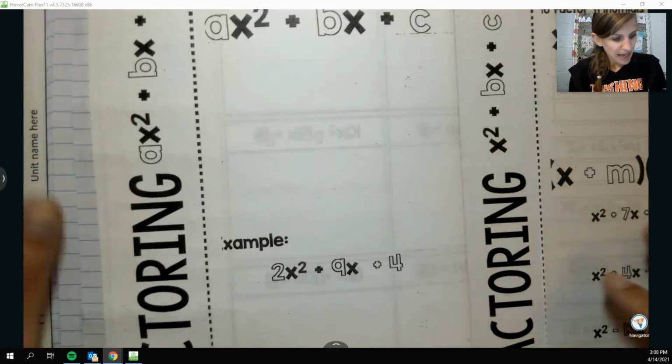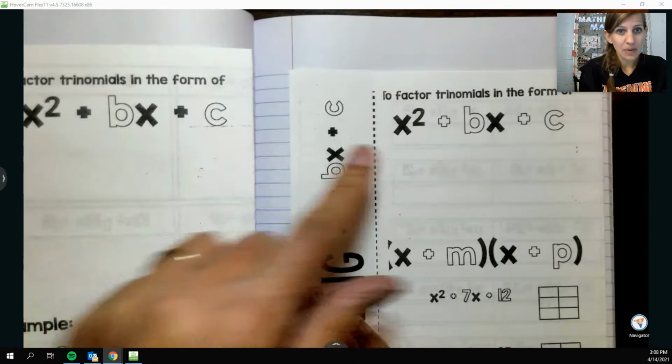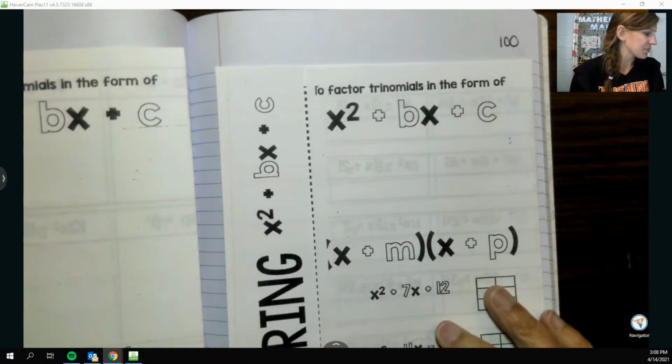Alrighty, so if we turn that page, you'll notice I have A, B, C like this, and this one does not have an A. That's when A is 1. So we're starting on page 100.